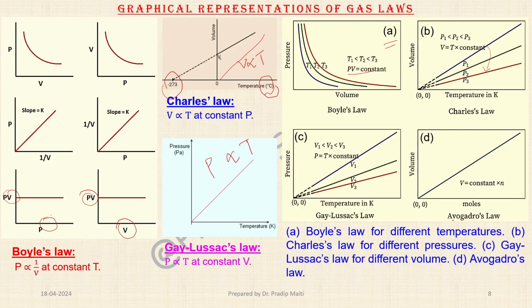And for Avogadro's law, volume equals a constant times n. So it is a straight line if we plot volume versus the number of moles in the gas, a straight line passing through the origin. So these are the graphical representations, and these are very important for your competitive exams. So practice them and remember these graphs.